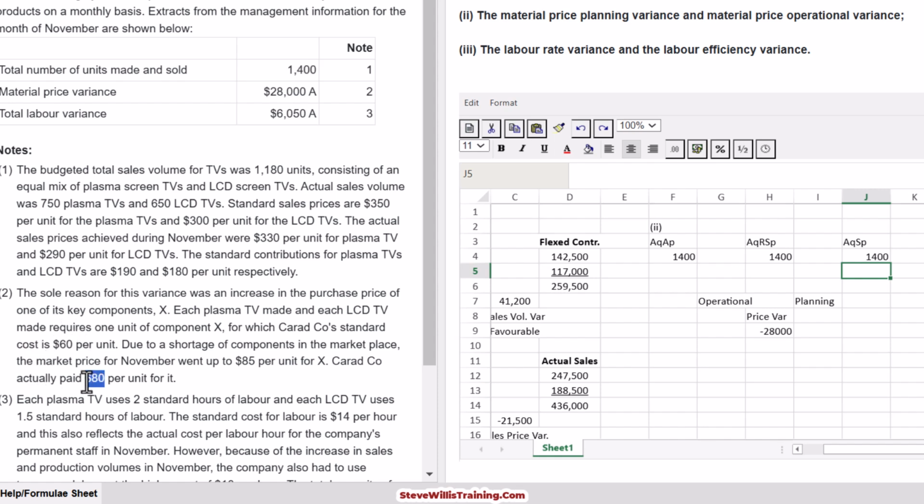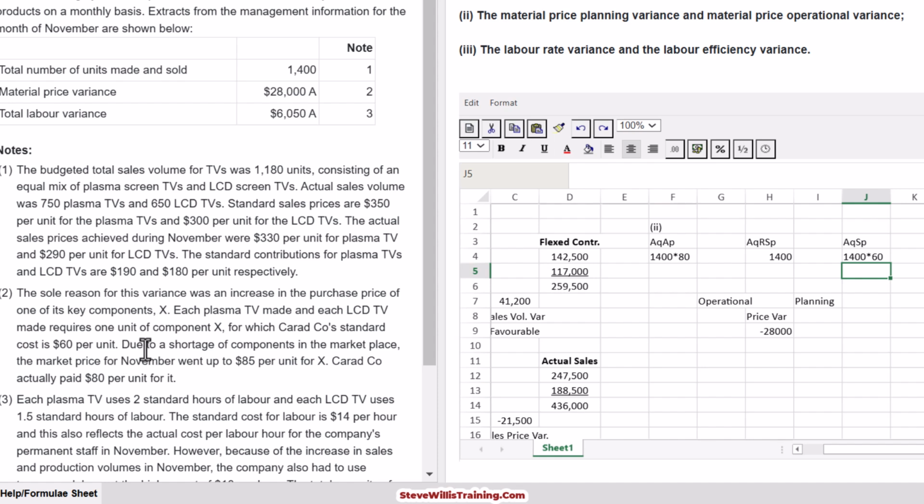Actually paid $80. So now I just have to multiply this by 80. And they tell us the standard cost is 60 per unit, and it takes 1, right? So that's going to be actual quantity times standard price times 60. Now we've got to dig around in the story. We've got to find a revised standard price.